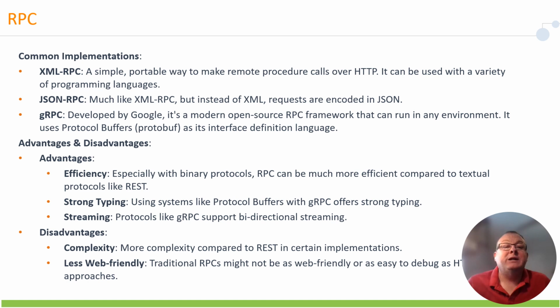Let's look at some common implementations of RPC. XML-RPC is a simple, portable way to make remote procedure calls over HTTP. It can be used with a wide variety of programming languages. JSON-RPC. Much like XML-RPC, but instead of XML, requests are encoded in JSON. gRPC. Developed by Google, it's a modern open source RPC framework that can run in any environment. It uses protocol buffers as its interface definition language.